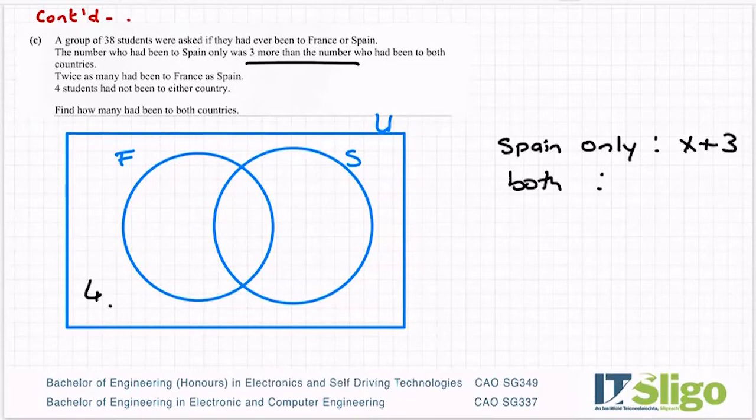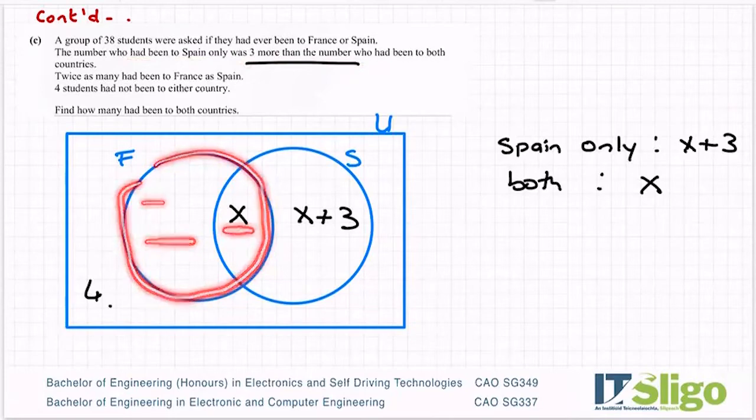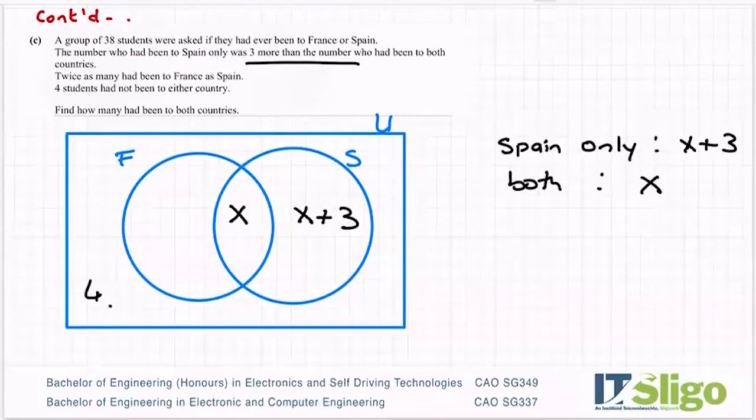Spain only is 3 more than the number who had been to both countries. So whatever had been to both countries, instead of calling it B now, I'm going to call that one X. And the number who had been to both is X. Let me read that again. The number of people who have been to Spain only is 3 more than the number who have been to both countries. Okay, let's try and put these in. Now, can I work out what goes over here in France in the context of X? So rather than get a new letter, can I figure out how many is going to France in terms of X? Well, we know twice as many have been to France as Spain.